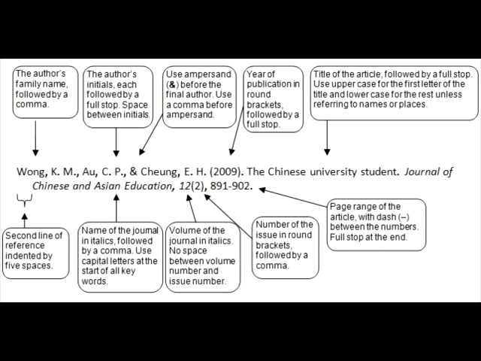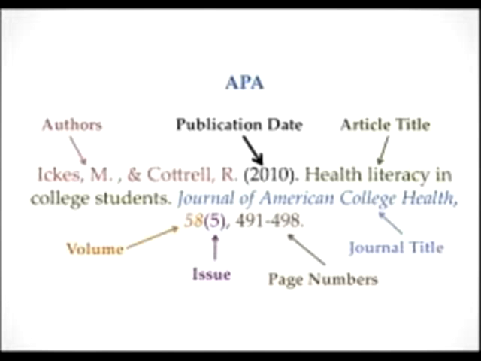After the title of the article, dot, then the journal name, comma, and we italicize the journal name. Then the volume number outside the parenthesis, and the issue number inside the parenthesis, comma, space, then the page numbers, 891-2902. Another example, this is very clear cut.